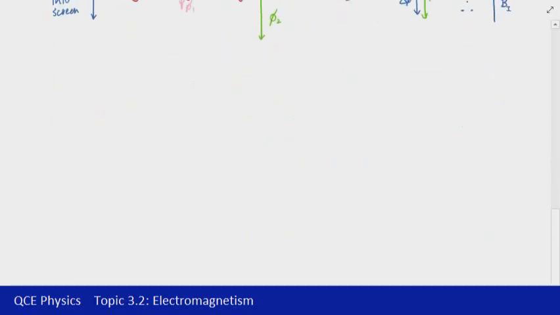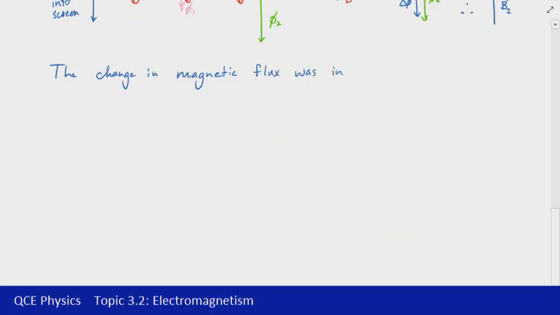So let's summarize that in words to hopefully make a little bit more sense. So the first thing is that the change in flux due to the change in the circuit itself is into the screen. Secondly, the magnetic field produced by the current must be in the opposite direction to that. So given that the change in flux was into the screen, the magnetic field produced by the current will be out of the screen.